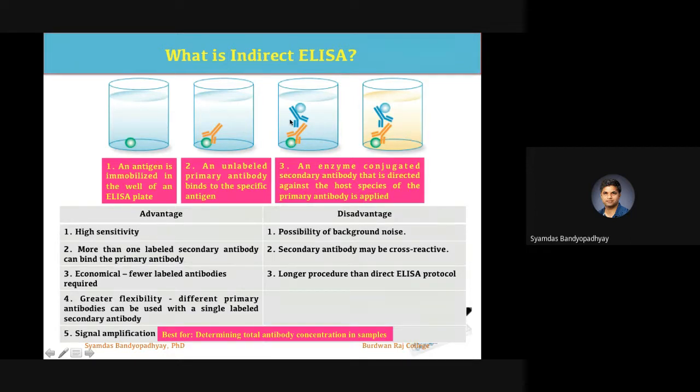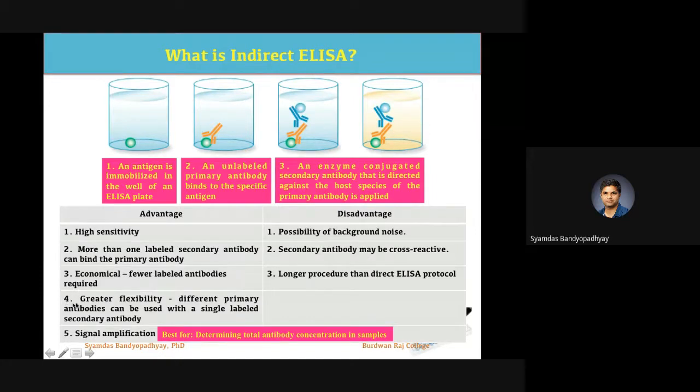So here you can just make, for example, one conjugated secondary antibody and use it for multiple primary antibodies, because your antibody may be specific to the Fc region, right? If you know the basic principles of immunology, this region can be specific for the Fc region, and therefore you don't need to perform the conjugation of every primary antibody, right? So that reduces the expenditure. Therefore it is economical. So fewer labeled antibodies are required.